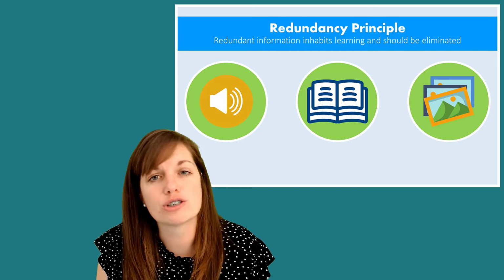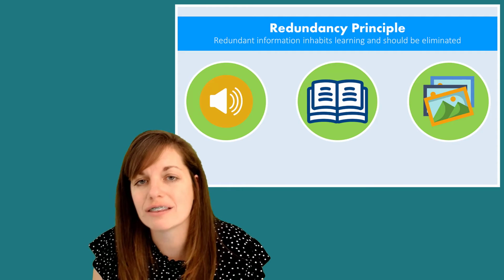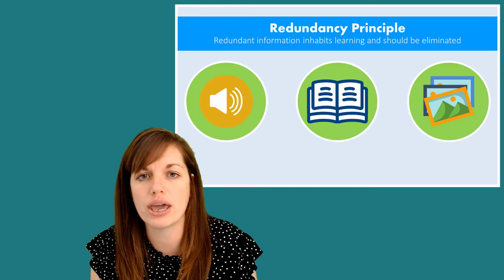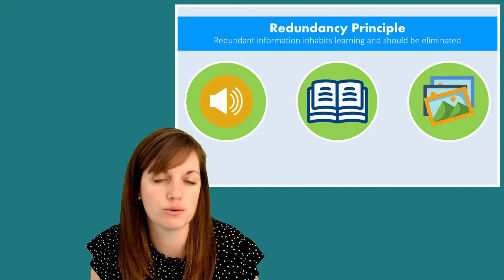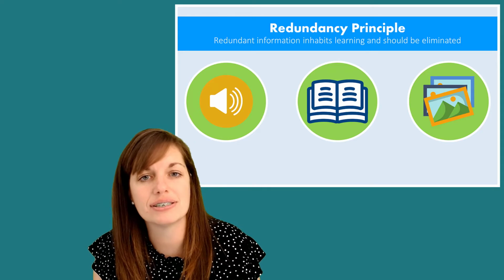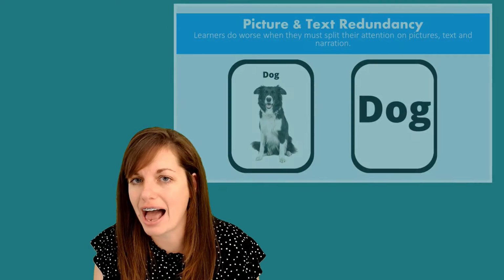In other words, we want to make sure that we are providing text and images that complement what we are saying to the learner. Because with redundancy, what happens is if the learner has to spend time trying to process the exact same information visually and through their auditory processing, it can be cognitively overwhelming. So an example of this is flashcards.